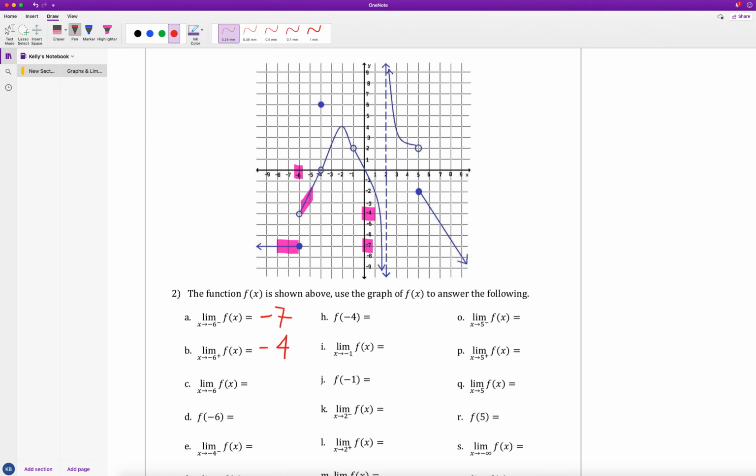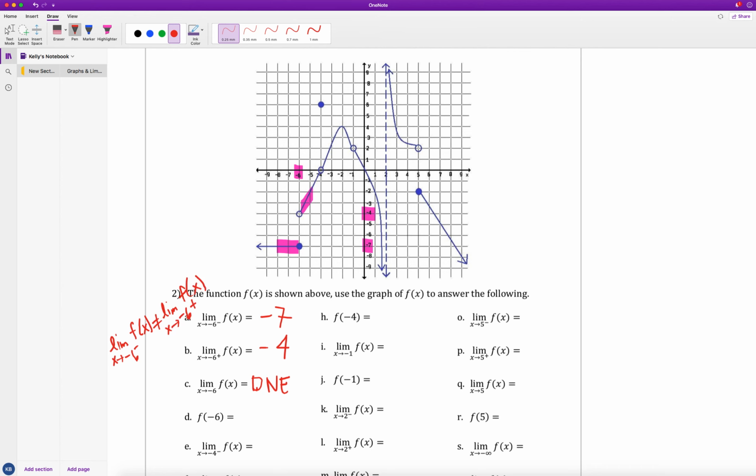Well, I found the left and the right limit. Chances are they're going to ask me for the overall limit next, and they did. So the limit as x approaches negative 6 of f of x does not exist, and hopefully you wrote out the justification: the limit as x approaches negative 6 from the left-hand side of f of x does not equal the limit as x approaches negative 6 from the right-hand side of f of x.